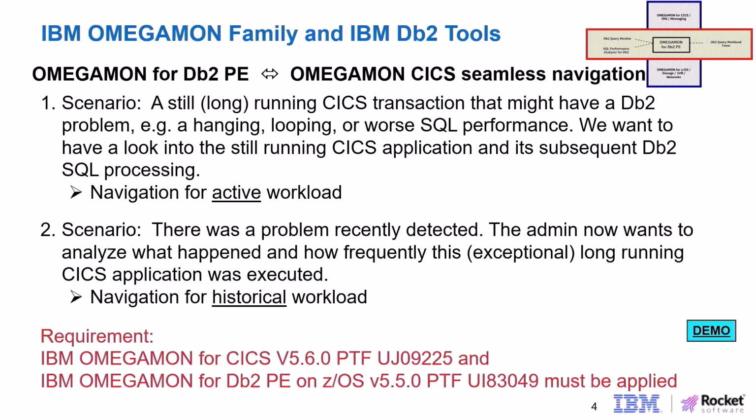There's also one navigation capability for very long running applications, where you might want to know why it's running so long: looping, waiting, engaged in concurrency locks, or just experiencing bad SQL access paths. Let me now start a video where I first show the first scenario followed by the second scenario, in both directions, CICS to Db2 and vice versa. But before I start the demo, I want to point out the two PDFs on this slide, which are required for OMEGAMON CICS and for OMPE.